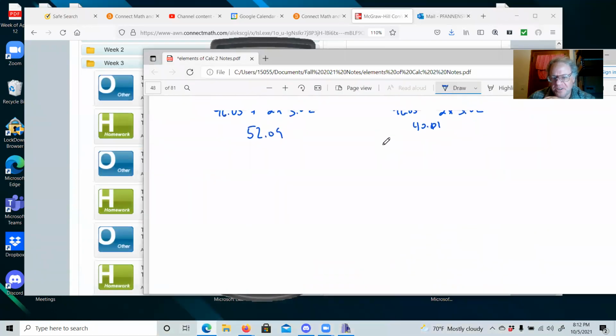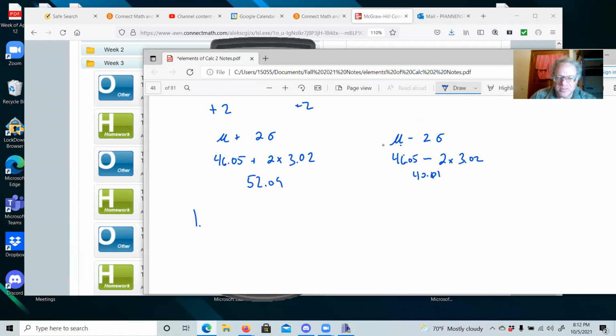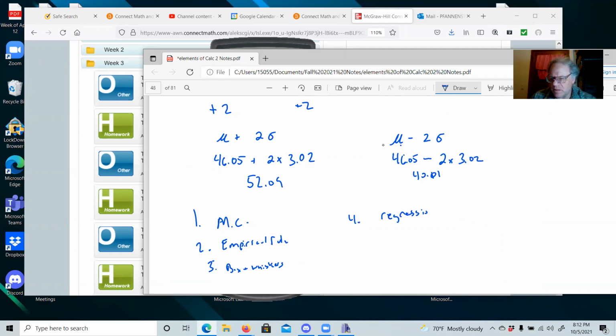So there is your quiz. Order is multiple choice. 2 was the last one we did, that was the empirical rule. 3 was a box and whiskers plot. And 4 is the regression. Remember, you need to know the empirical rule. You need to know how to calculate a correlation coefficient in your calculator. So a calc question: correlation coefficient.